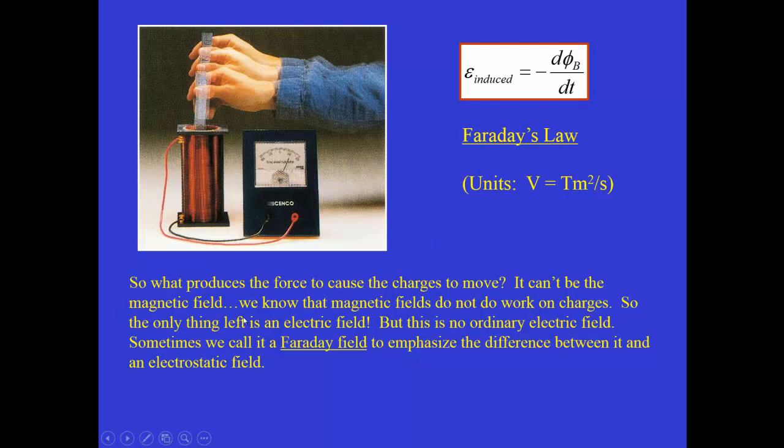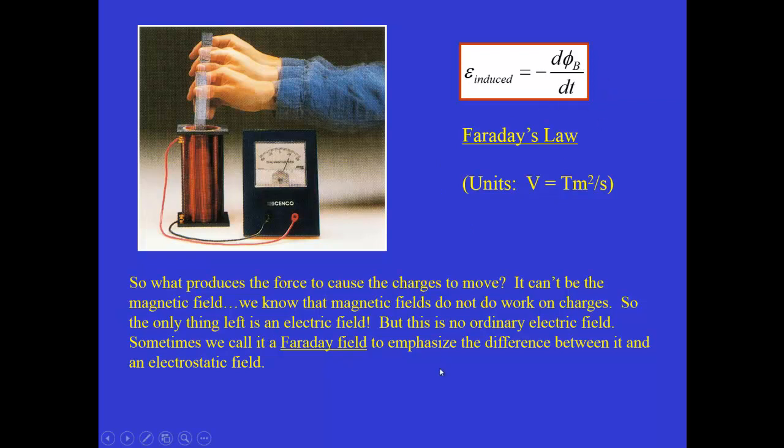So the only thing left that we know of that can act and produce a force on electric charge is an electric field. And so we conclude that there must be an electric field that's being set up in the loops of the coil that cause the charges to move. But it's not an ordinary electric field. And often we call this kind of a field a Faraday field, so that we remember that it differs significantly from an electrostatic field. Faraday fields are inherently dynamic because they are caused by the time rate of change of magnetic flux.